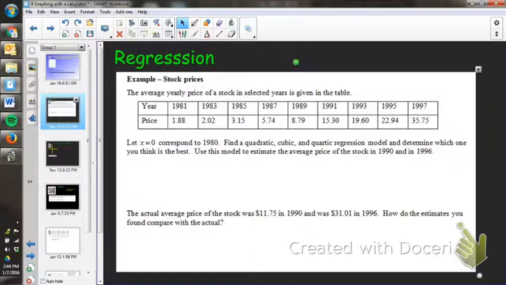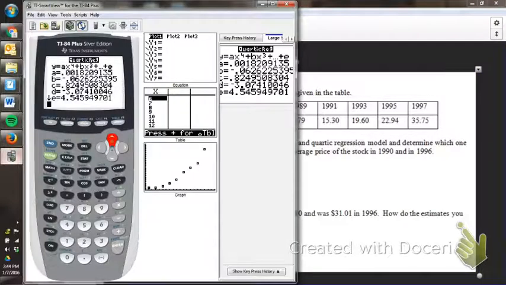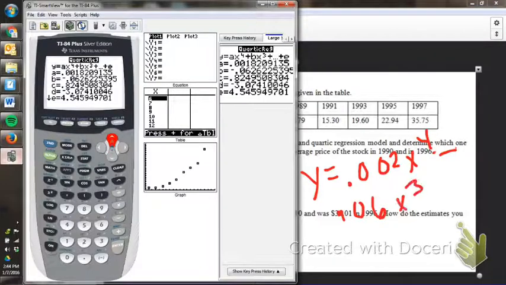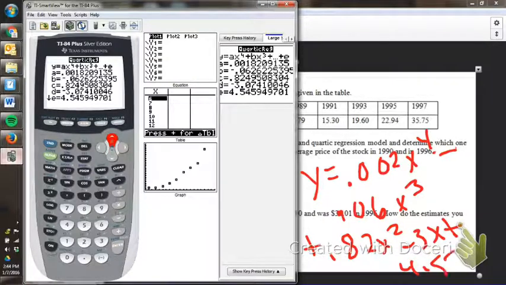So what it tells us to do now is to actually use that model to estimate the average price of the stock in 1990 and in 1996. So what we would do here is we would take our equation. In this case, my equation would be y equals negative 0.002 x to the fourth minus 0.06 x cubed plus 0.82 x squared minus 3x plus 4.55.